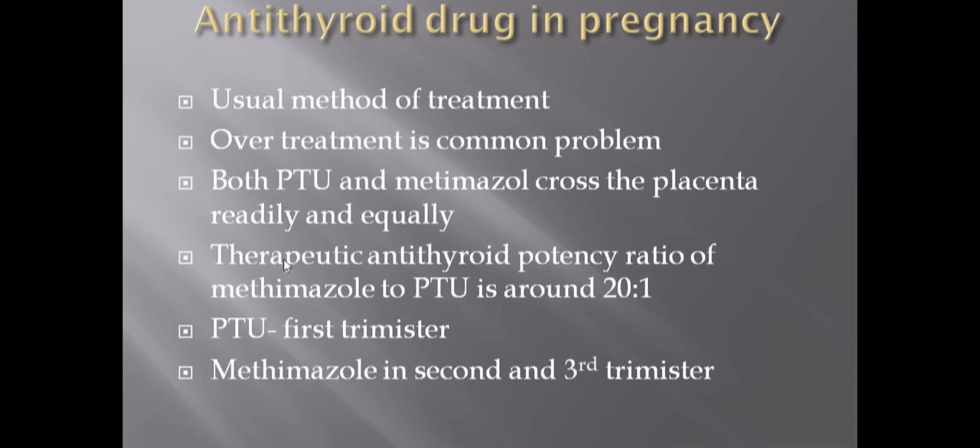When it comes to the therapeutic antithyroid potency, between methimazole and PTU it is around 20 to 1. That means the patient needs a 20 times higher dose of PTU than methimazole. For example, if the mother needs 50 milligrams of PTU, the patient may need 2.5 milligrams of methimazole. Previously PTU was thought to be the first-line or preferred drug during all trimesters of pregnancy.